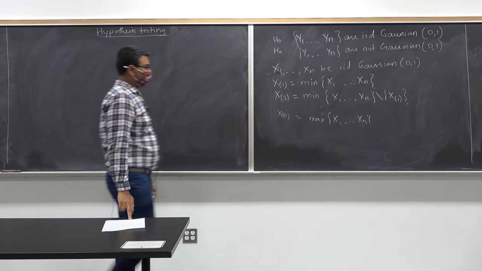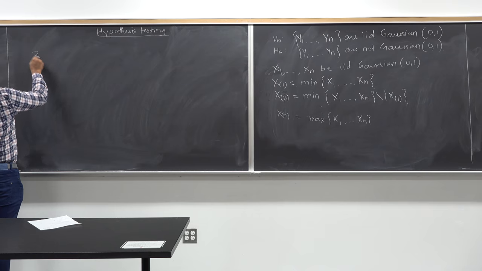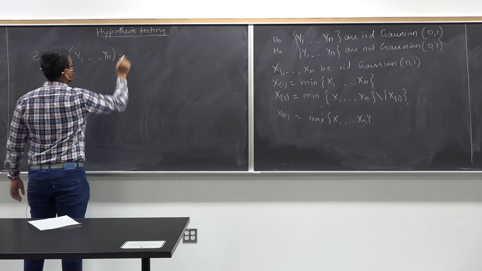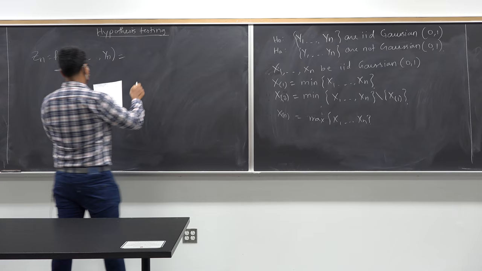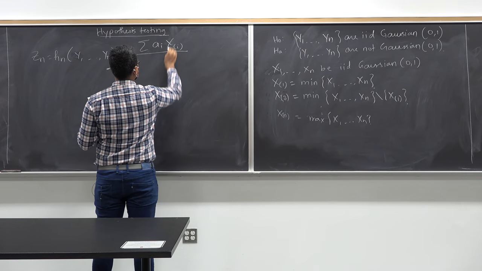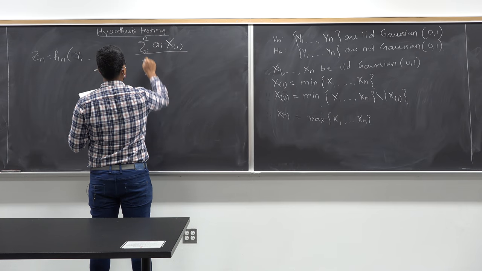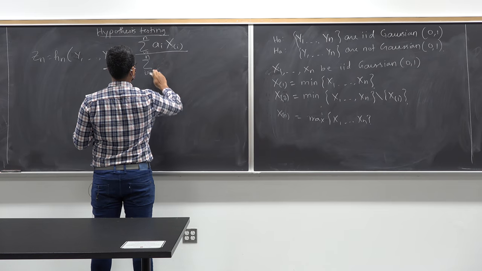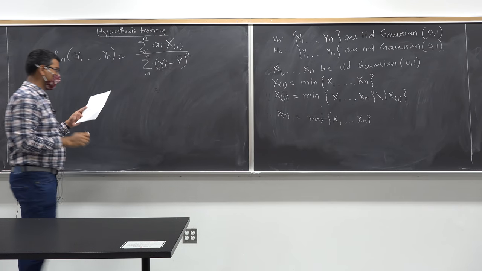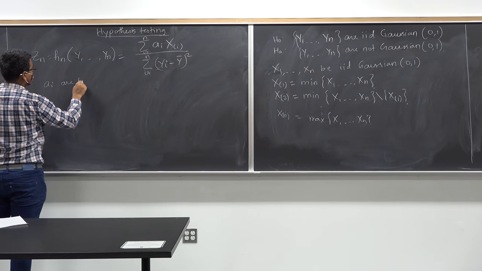Okay. Everything is clear so far? Now here is the test statistic. Zn, Hn, Y1 to Yn is going to be summation Ai Xi, over summation yi minus y bar square. Ai are known coefficients.